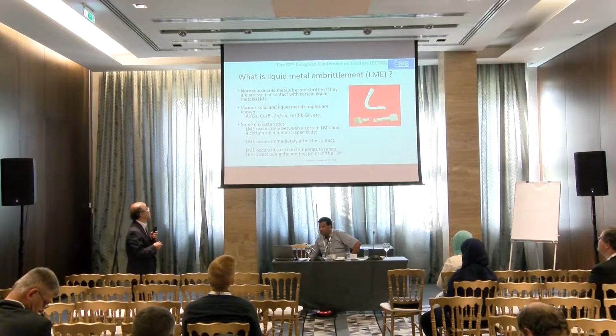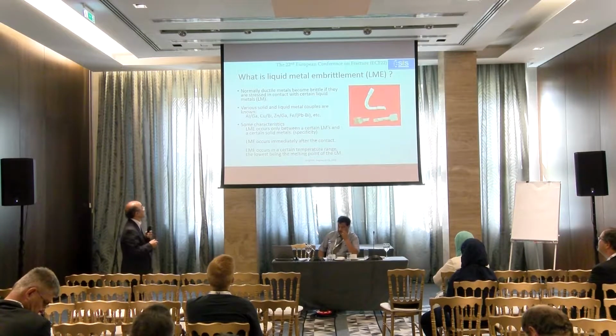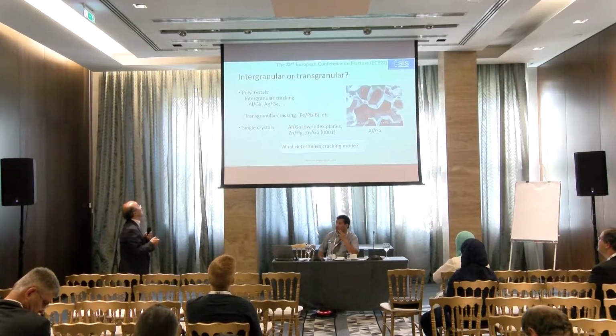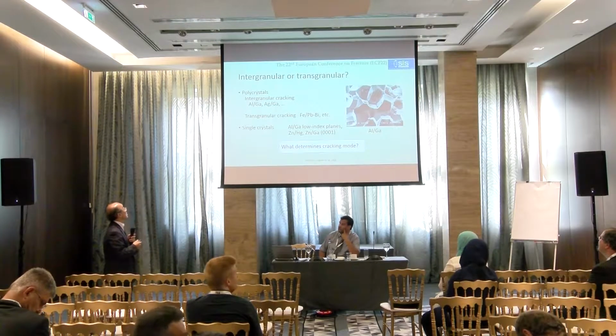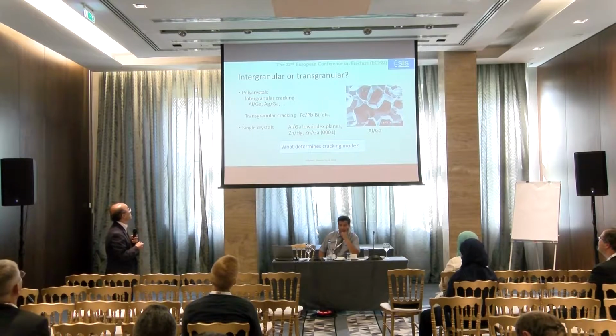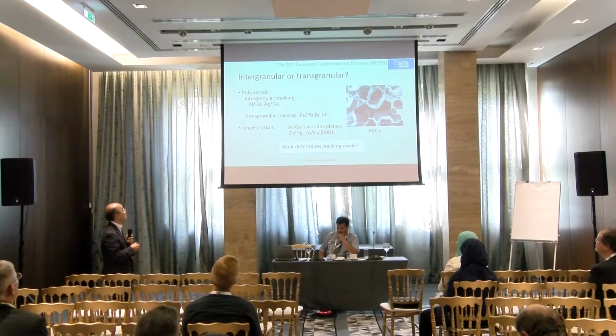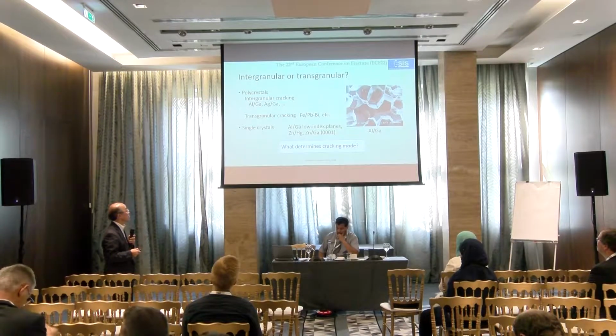A similar effect is known to occur in various solid metal and liquid metal couples, for example aluminum-gallium, copper-bismuth, zinc-gallium, etc. There are some characteristics, but we talk about intergranular fracture or transgranular fracture. In most cases of polycrystalline specimens, intergranular cracking is observed. This is a fracture surface of aluminum cracked with a small amount of gallium on the surface.